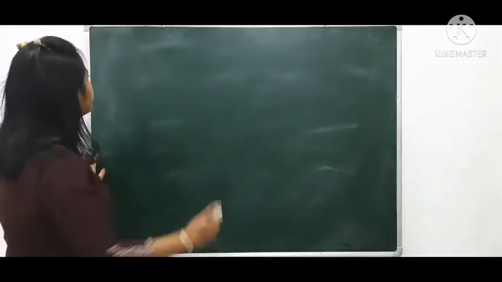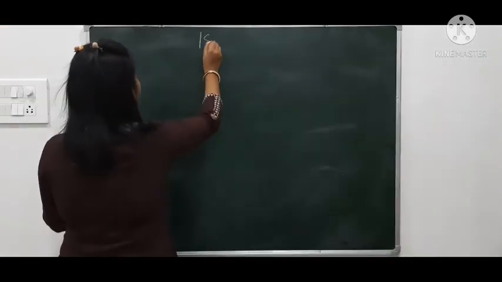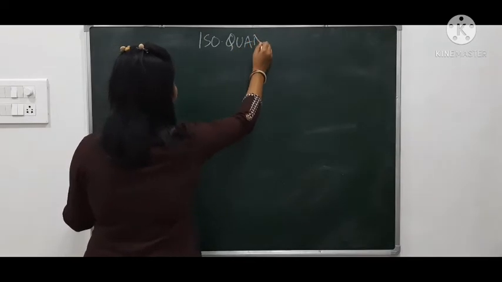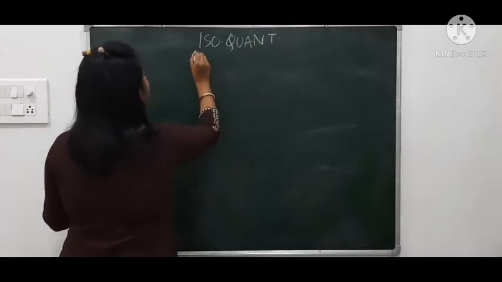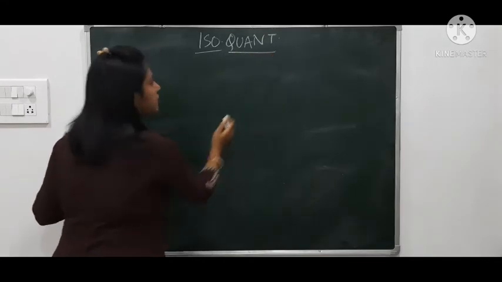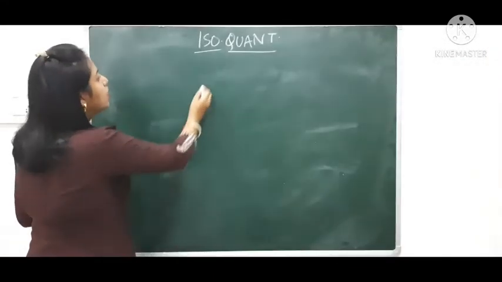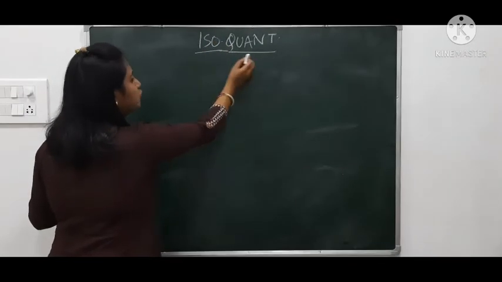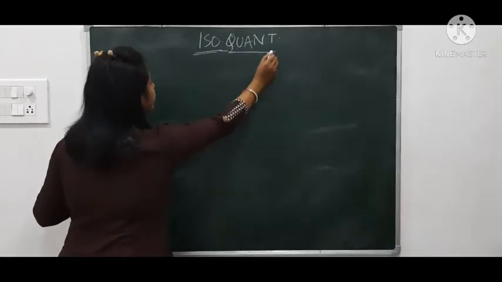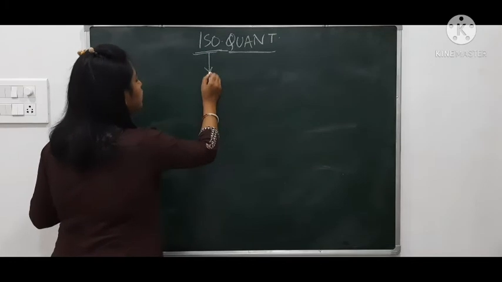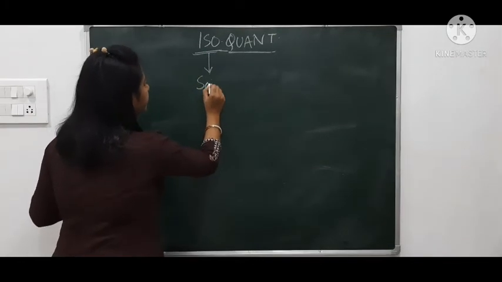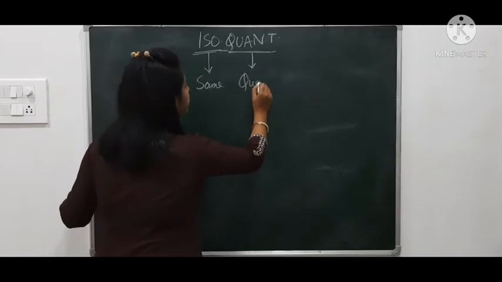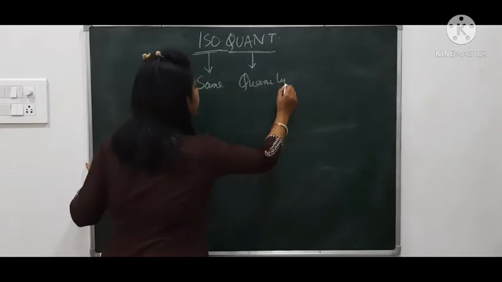Now let's see what is iso-quant. Iso and quant, these are the two words. Iso-quant is a single word, but I am splitting it into two parts, iso and quant. Iso means same, and quant means quantity.